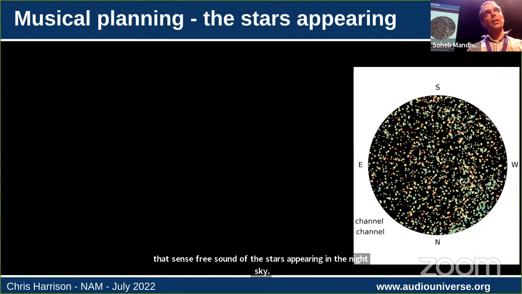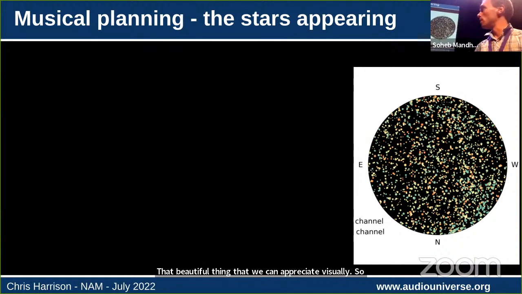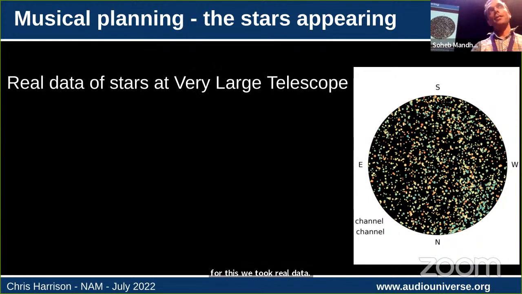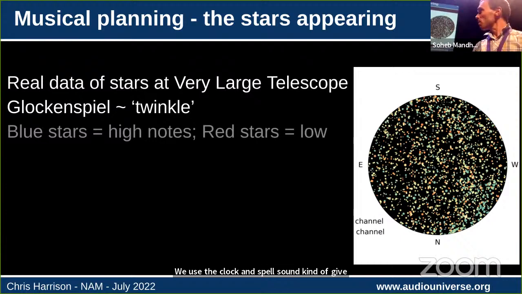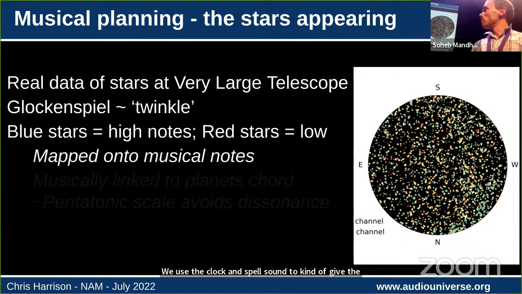So for this, we took real data of the stars above the Very Large Telescope in Chile, and we turned that data into sound. Pitch was representing color. So higher notes represented bluer stars and lower notes represented redder stars. We used a glockenspiel sound to give a twinkle impression. And we mapped these onto musical notes.